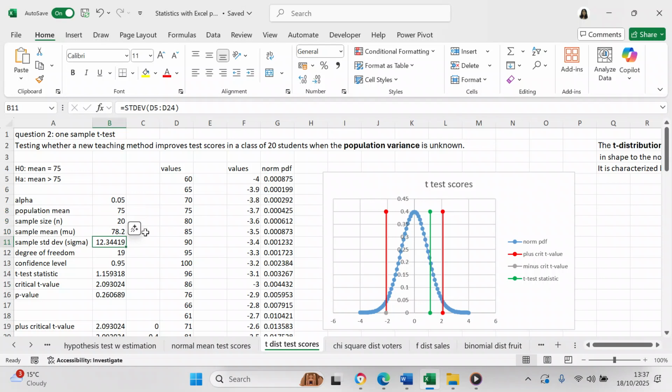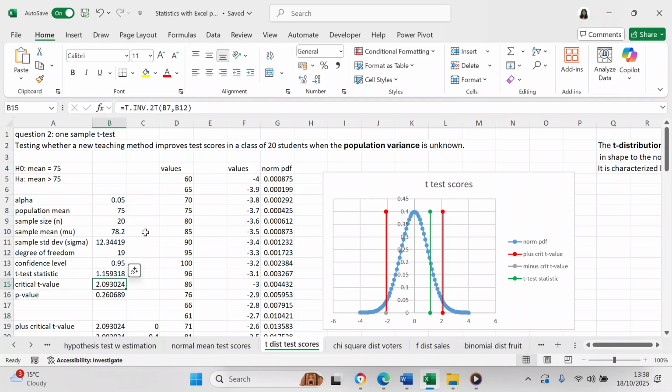Sample standard deviation is 12.344. We use the formula STDEV brackets D5 to D24. Degree of freedom is 19 because you use n minus 1, which is 19. So that's your degree of freedom. Confidence level is 95%. Your t-test statistic is B10 minus B8. So that's your sample mean minus your population mean, divided by B11, that's your sample standard deviation, divided by square root of B9, and that's 20. So you get a t-test statistic of 1.159.